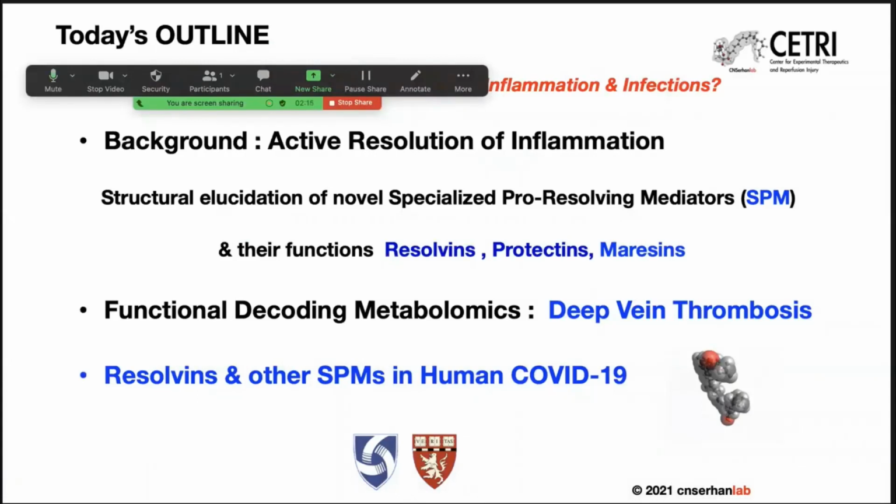My laboratory focuses on what controls excessive inflammation and infections. And of course, we love lipids. The outline for today's presentation is to give you a little background on active resolution of inflammation and the structural elucidation of the resolvins, protectins, and maresins, which have come to be known today as the specialized proresolving mediators. And then a little bit of our functional decoding metabolomics research on deep vein thrombosis, and then some work from around the world of the laboratories and their contributions on human COVID and SPMs.